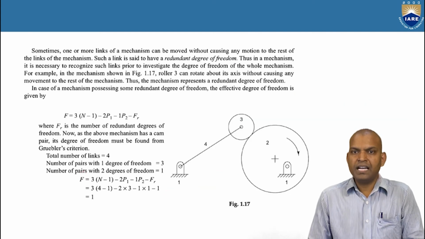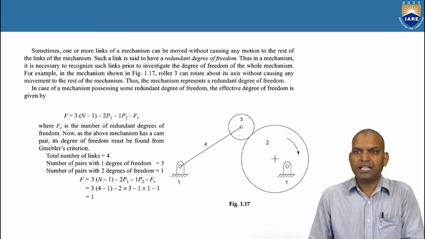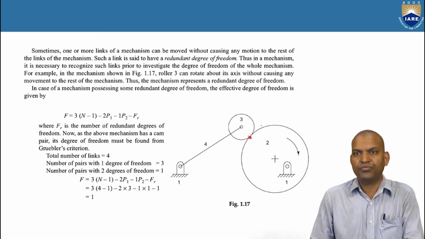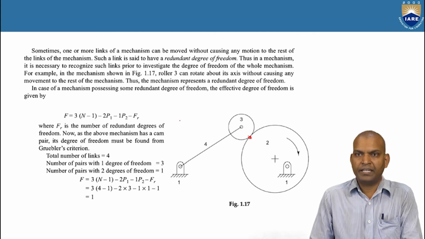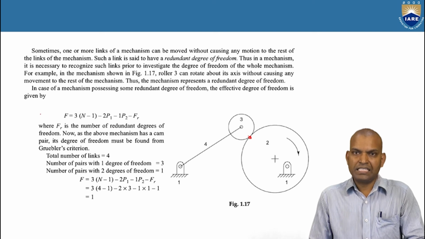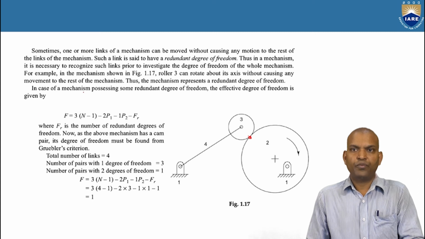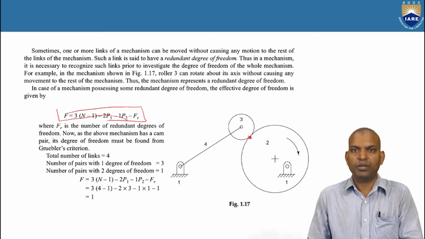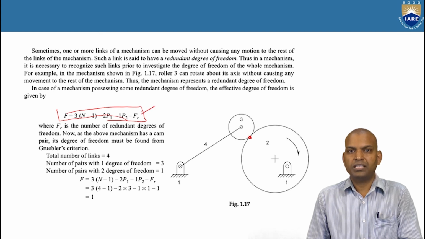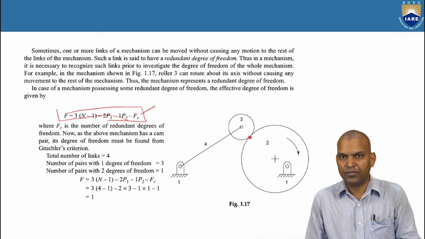So, it is written in further explanation. There is a contact between links 3 and 2. It doesn't affect the motion of link 3 when it is under link 2. So, it is also a redundant degree of freedom. By considering the redundant degrees of freedom, the formula of degrees of freedom of any mechanism is F = 3(n - 1) - 2p1 - 1p2 - Fr. This Fr is the number of redundant degrees of freedom.